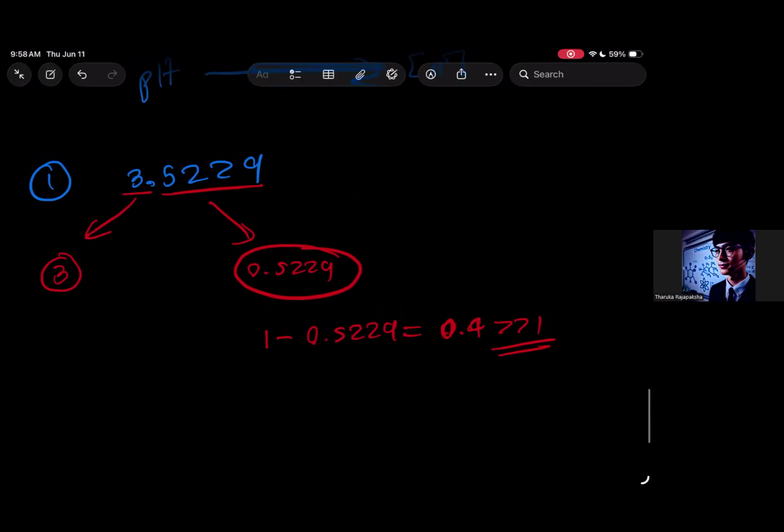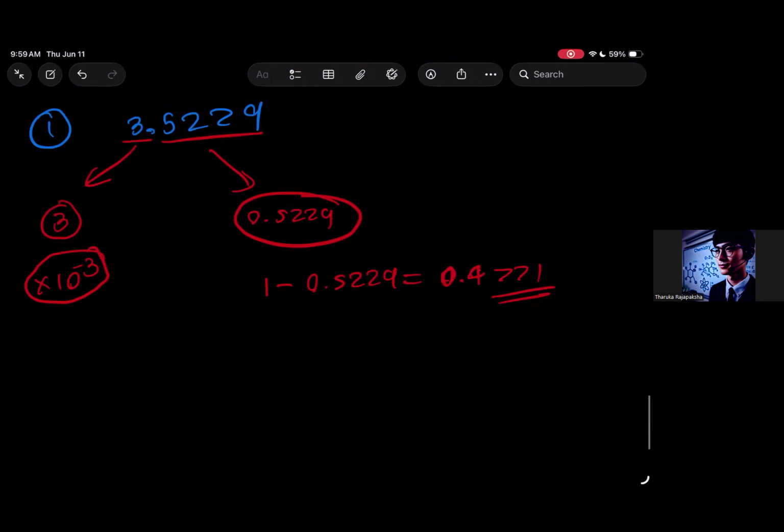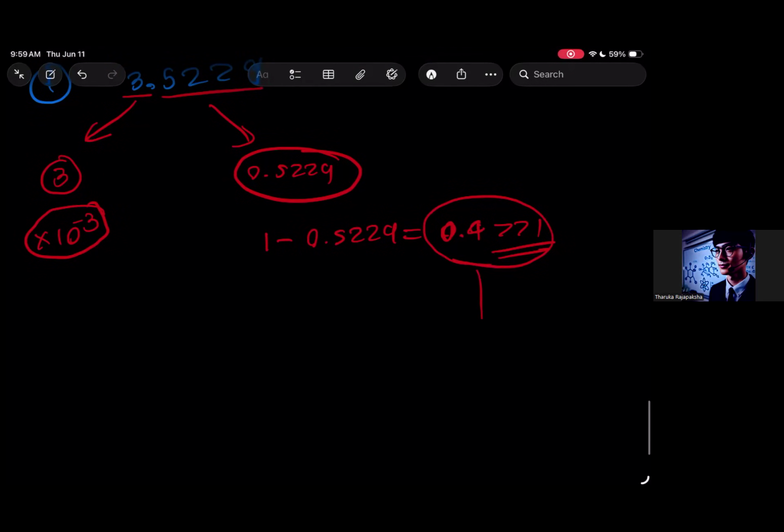Now we have 3 here. That's going to be a 10 to the power minus 3 value. Now you find the antilog of this. So 0.4771, I told you it's going to be 3, right? Log 3 is going to be 0.4771.